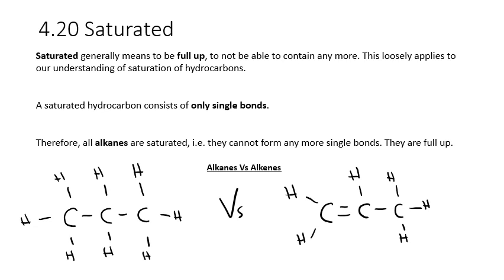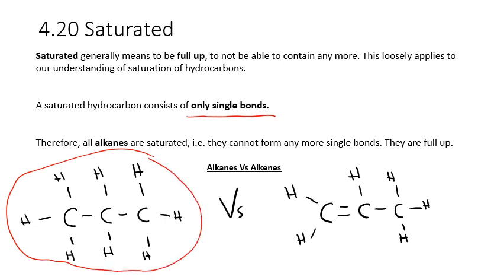With regard to hydrocarbons, what we mean by saturated is that it consists of only single bonds. So alkanes are all saturated because they can't form any more single bonds, they're full up. So this alkane on the left here, propane, you'll see that each carbon has got 4 single bonds. There's no more capacity for any more single bonds.